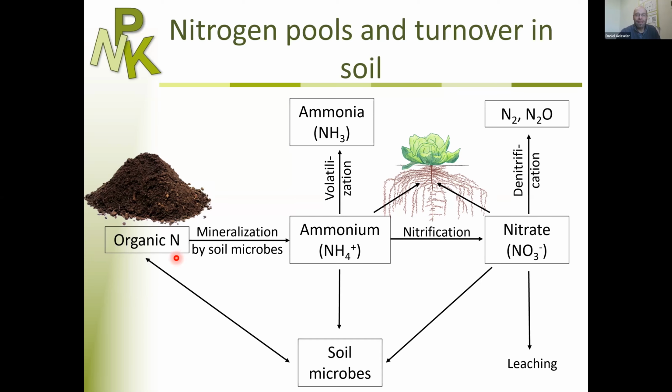Organic nitrogen can be converted to mineral nitrogen by soil microorganisms, and that's what we call nitrogen mineralization. Whenever you add a residue or an organic amendment, it first needs to be converted by soil microorganisms to ammonium, and other microorganisms may convert it to nitrate, and then these are the two forms plants can take up.